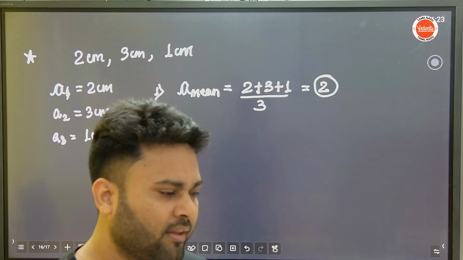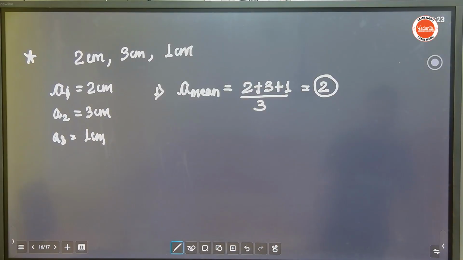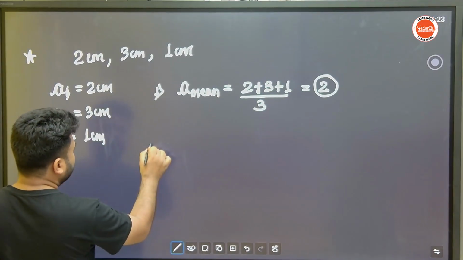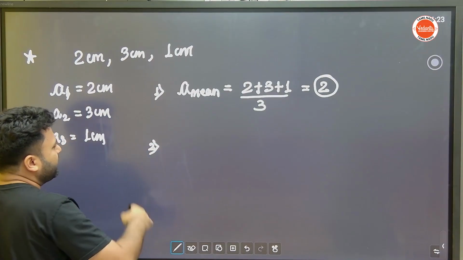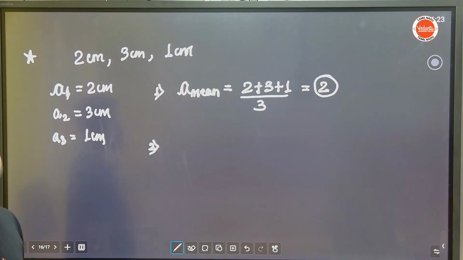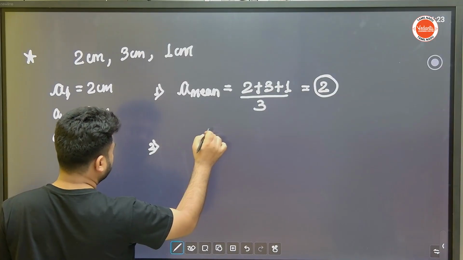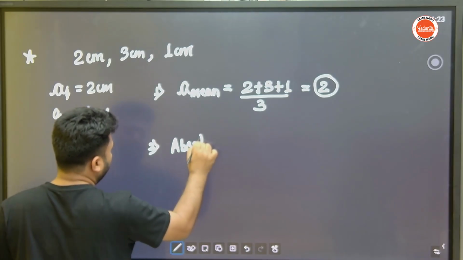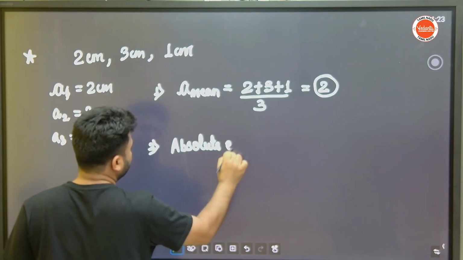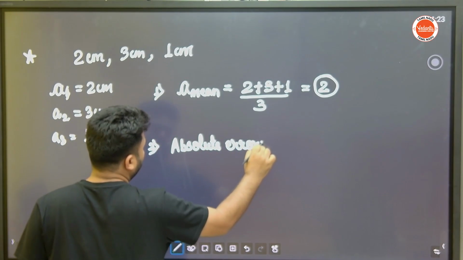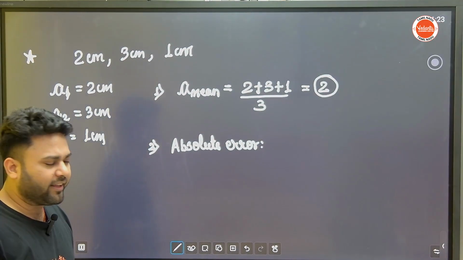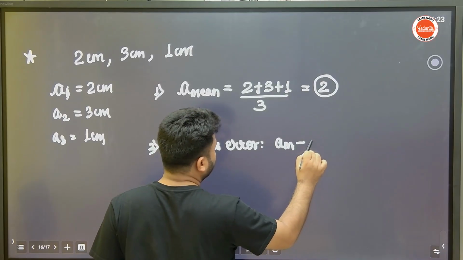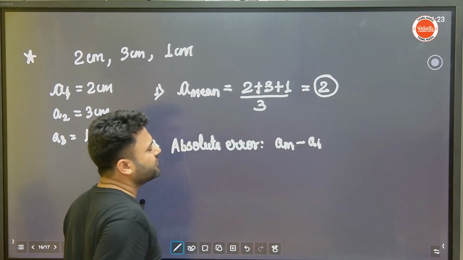Then they ask about absolute error. What is absolute error? Mean value minus your observation.